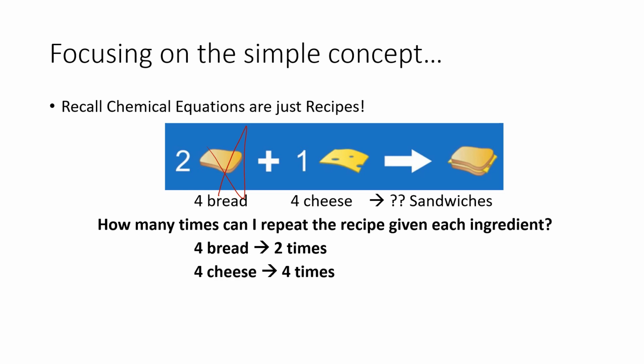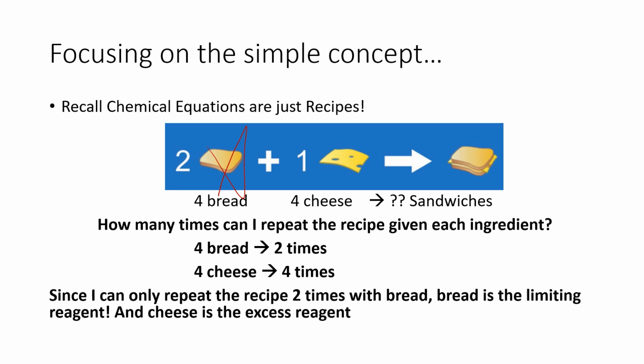Yes, it will be 4 times because each time you repeat the recipe, you need to use 1 cheese. Now you have 4 cheese, so you can repeat the recipe 4 times. 4 divided by 1, 4 times. So since I can only repeat the recipe 2 times with bread, therefore bread is the limiting reagent. And the cheese will be the excess reagent.